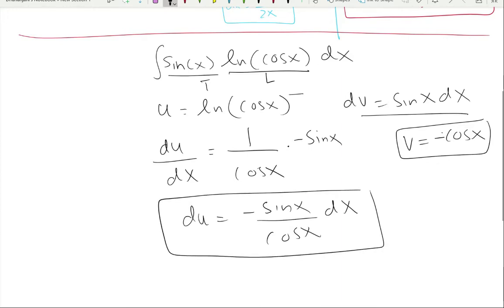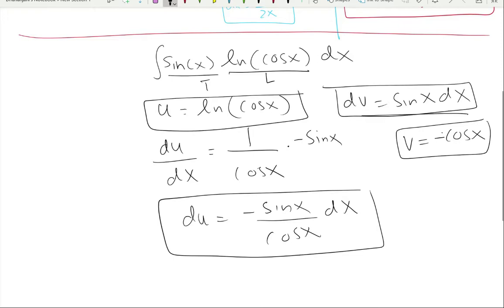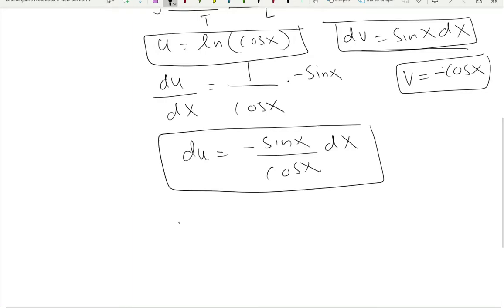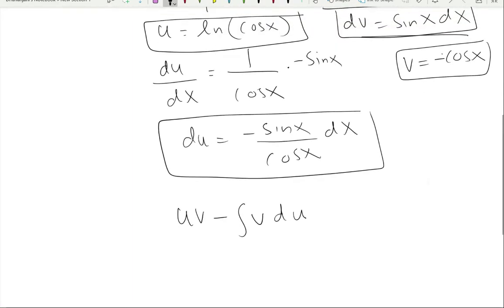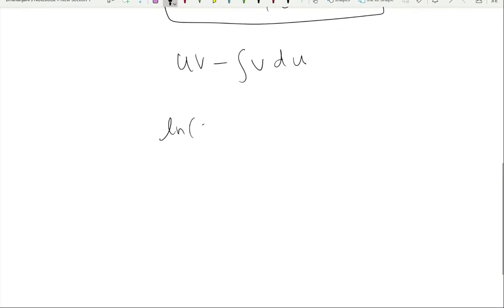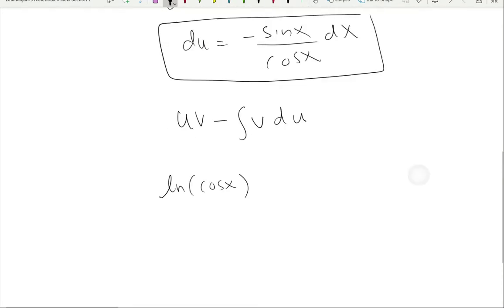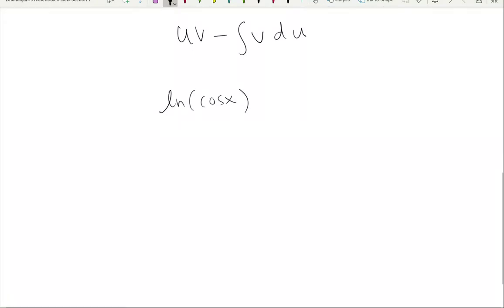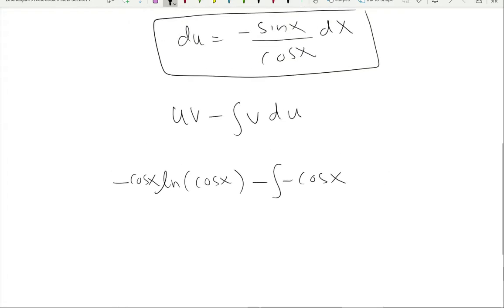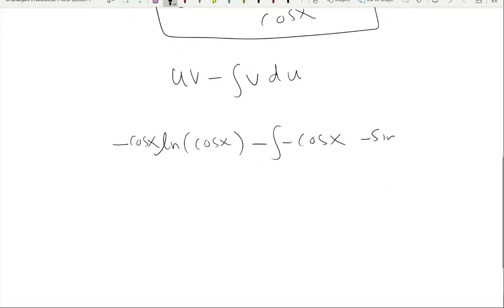Okay, all right, so we have all the tools that we need, right? So the formula, uv minus integral of v du. So u is natural log cosine x, and we got v to be negative cosine x. So let's write it here, negative cosine x natural log cosine x, minus, v is negative cosine x, du is negative sin x over cosine x dx.